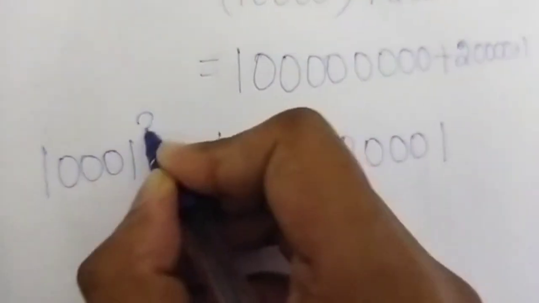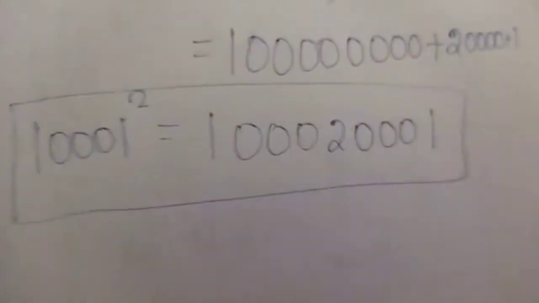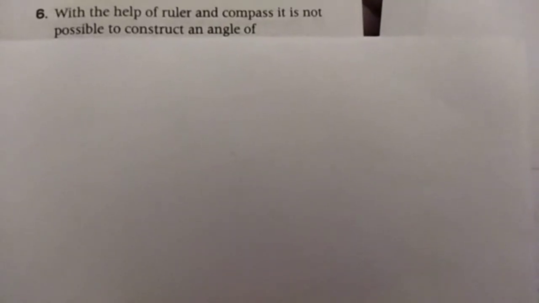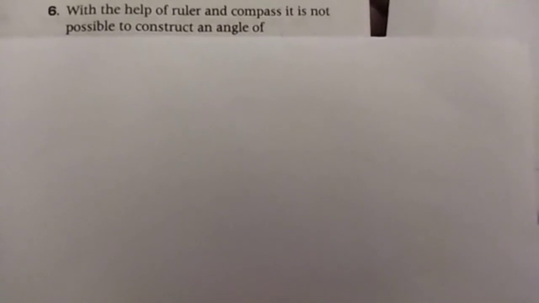1001 square is equal to. Okay, let's go to next sum. With the help of a ruler and compass, it is not possible to construct an angle of.